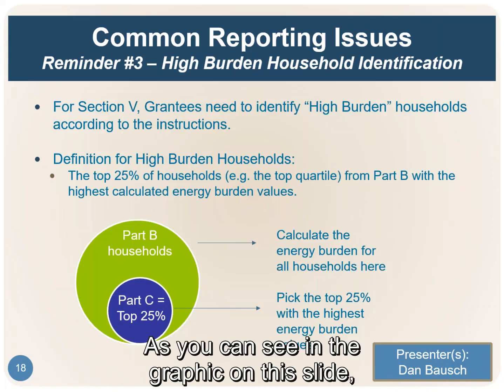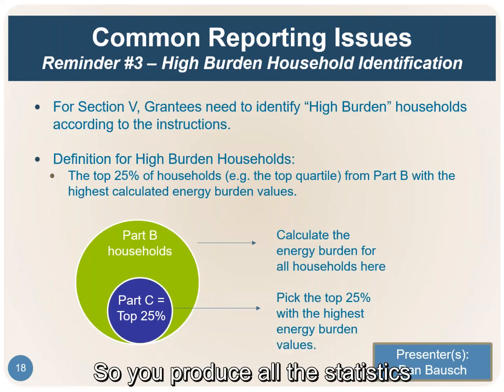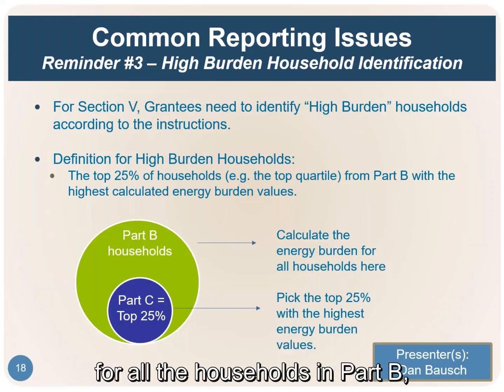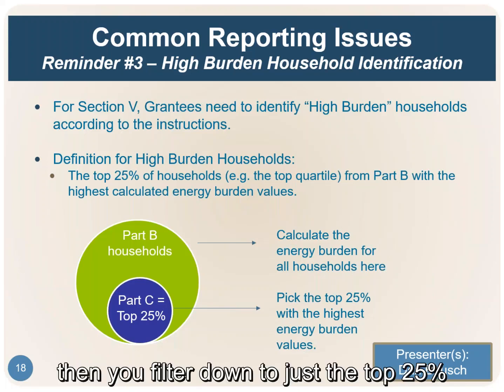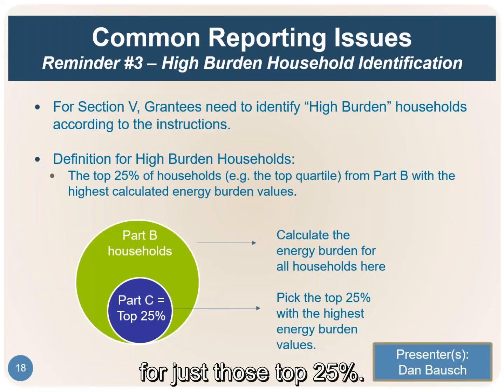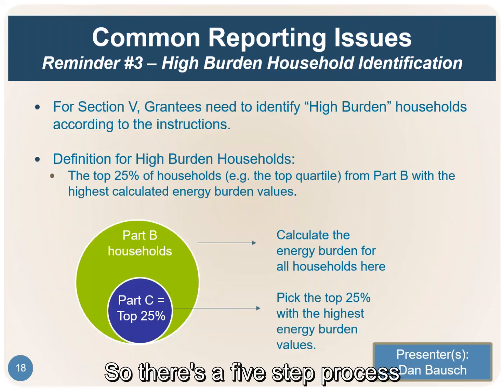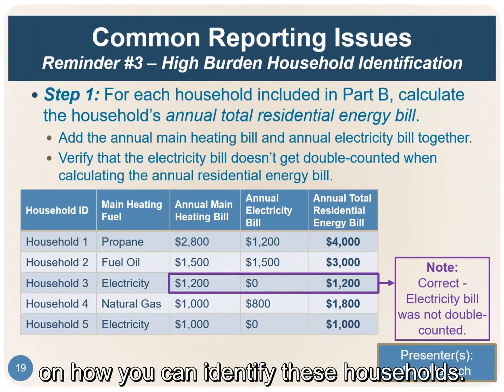As you can see in the graphic on this slide, Part C is a subset of the households you're reporting in Part B. So you produce all the statistics for all the households in Part B, then you filter down to just the top 25%, and you produce the same statistics again for just those top 25%. So there's a 5-step process on how you can identify these households.